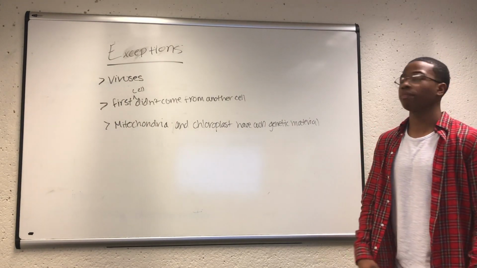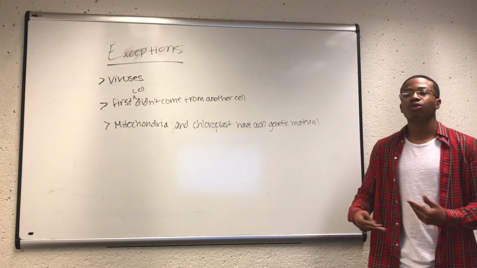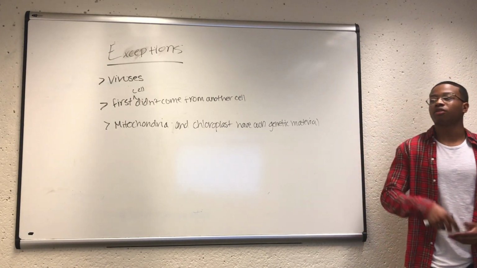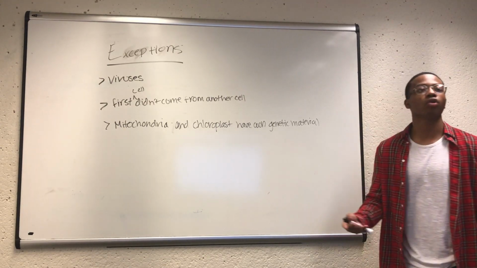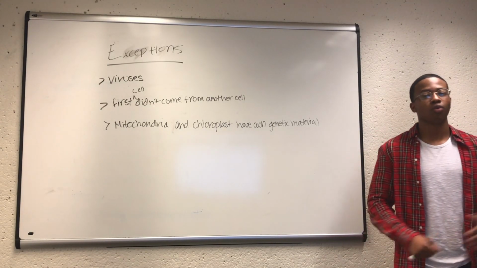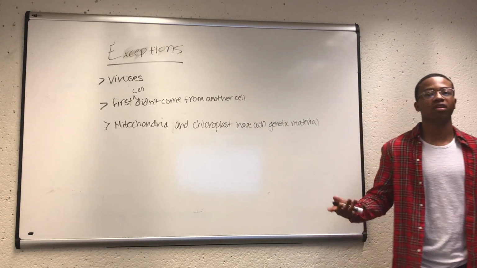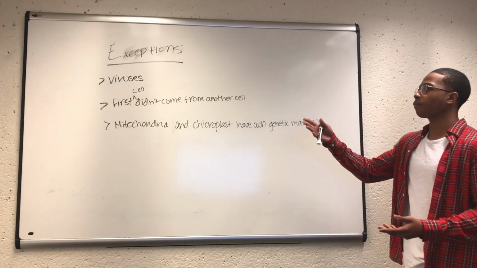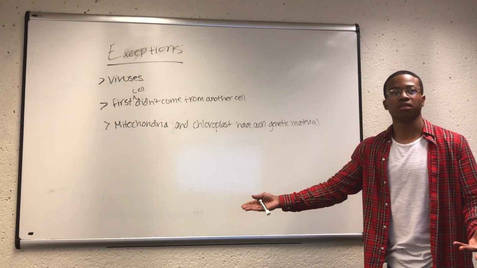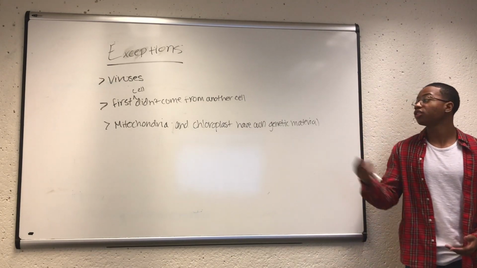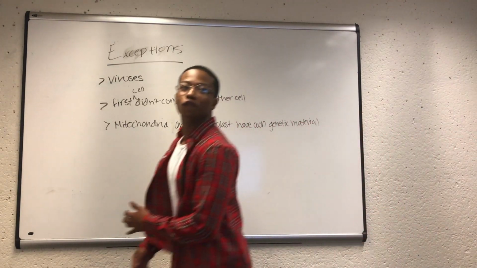Now for the second one, the first cell having to come from another cell. The reason why this is an exception, specifically again to all cells come from pre-existing cells, is because we don't know where the first cell came from. We just know that there's a cell to produce other cells. This is obviously an exception because all cells come from pre-existing cells, but in this case, it doesn't. So Enrique will be explaining the mitochondria and chloroplast one, so I'll just pass it to him.